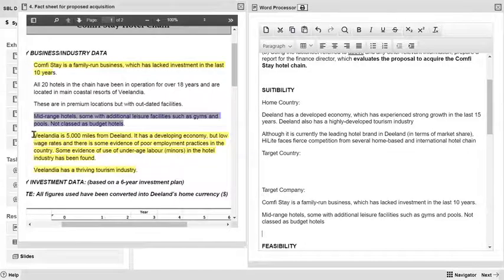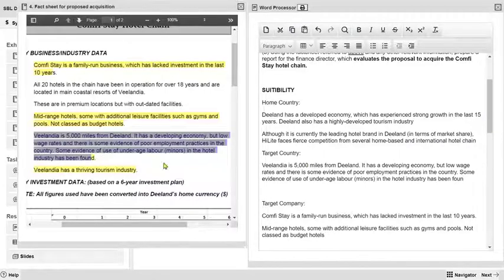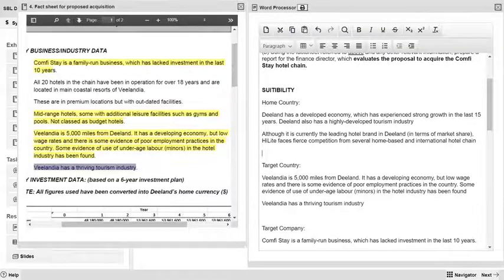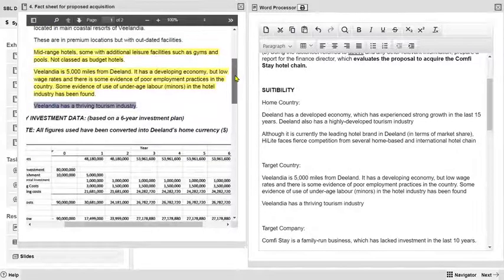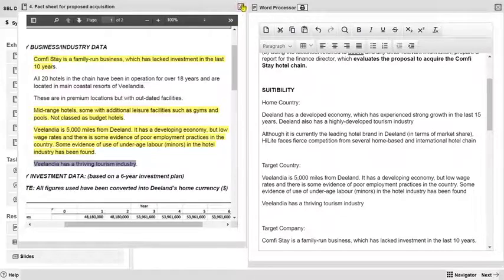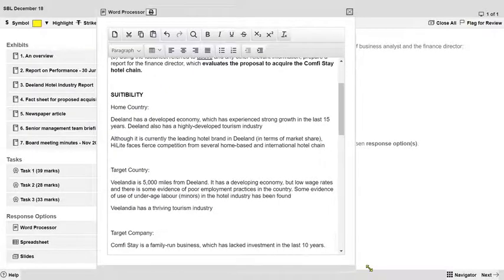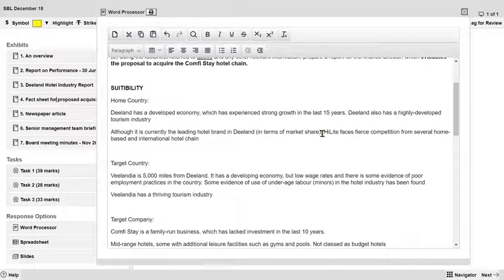Now Villandia, this all will go where? Control C, target country, and this sentence as well. Okay, done. I'll close this exhibit. Now we have taken up some key information from the case, right?